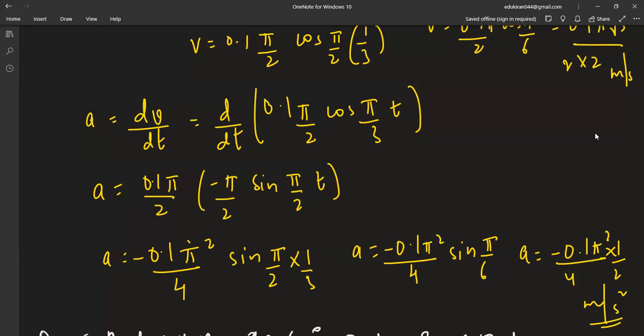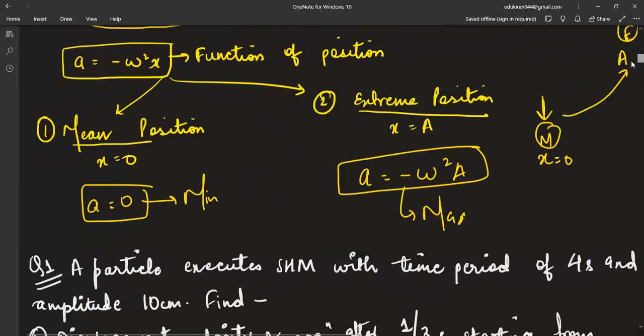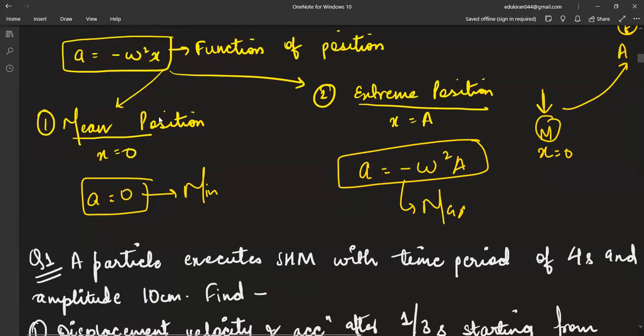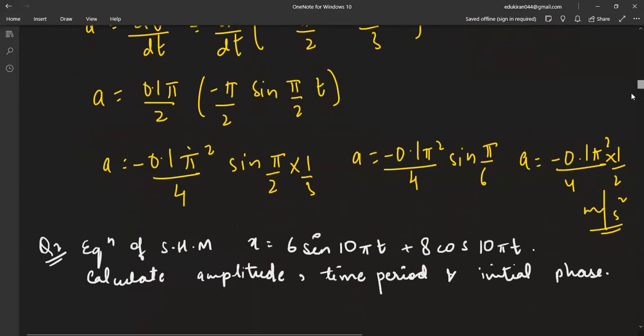Ma'am, for extreme, we should consider x as a. In extreme, yes, ma'am, that will be x. In this equation, x will be equal to a. These are fixed for both velocity and acceleration. But it's just that for starting, you have to remember because you have two equations. Both are SHM means cosine curve and sine curve both. So you have to decide it's sine curve or cosine. So you cannot randomly take. So for that, for mean position, you have sine, and for extreme position, you have cos. Done? Yes, ma'am.